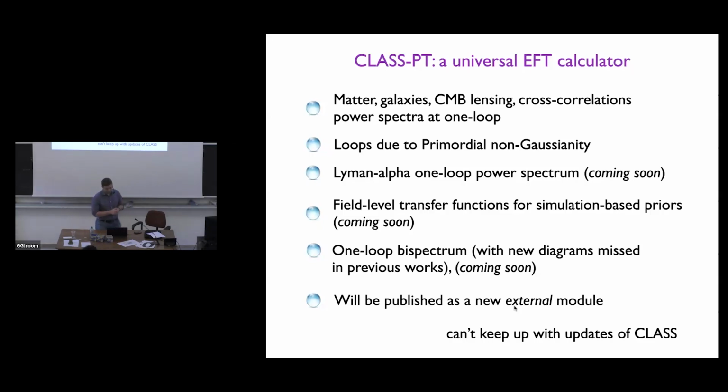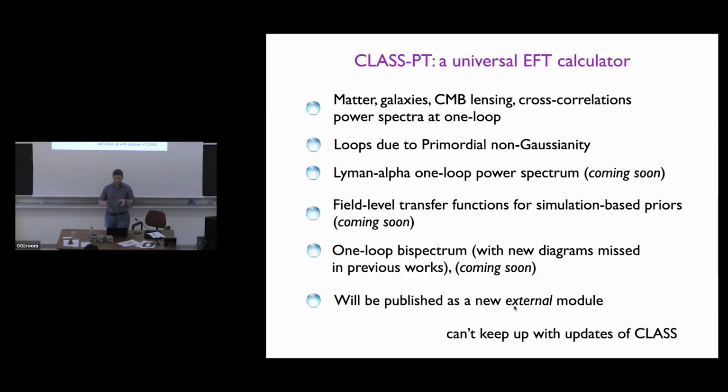all necessary cross correlations. We also have the loops due to primordial non-Gaussianity that are important if you want to extract constraints on the amplitudes of primordial non-Gaussianity from the data. And then there are a bunch of updates coming up soon, such as the Lyman alpha one loop power spectrum that includes additional operators due to the Lyman alpha breaking some of the symmetries and kind of concentrating around the line of sight. Then also for specialists, this new update will have the field level transfer functions for simulation-based priors based on the work that Marco developed.